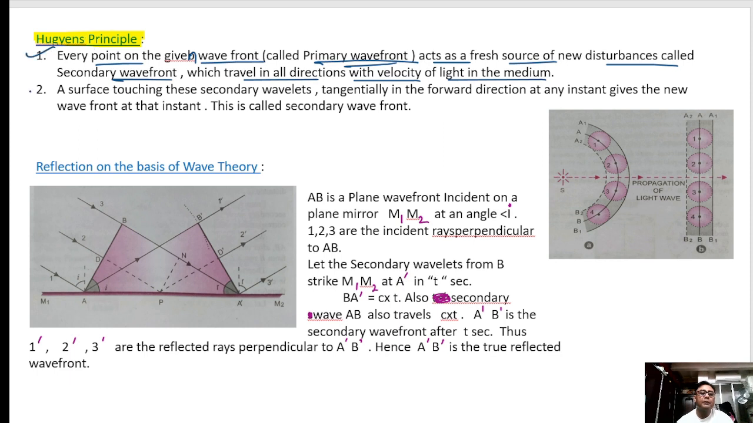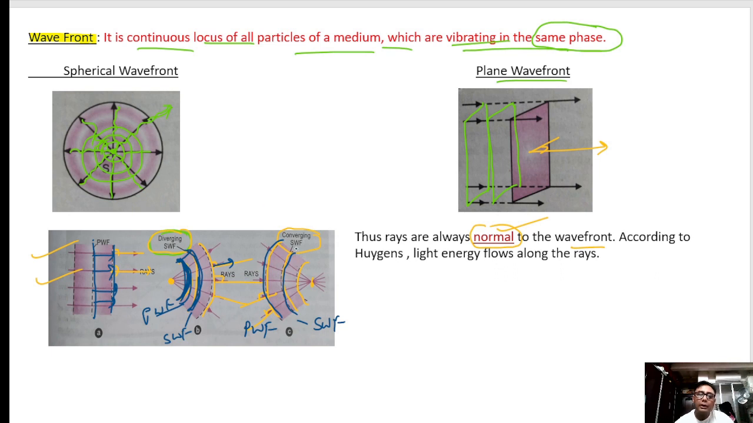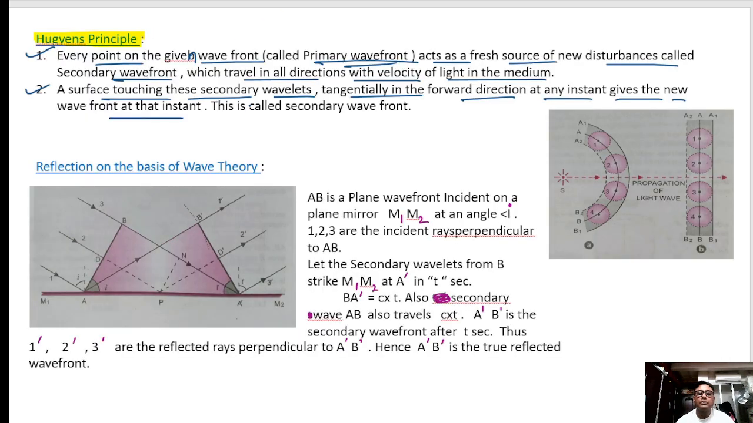This was the first principle of Huygens. Second, a surface touching these secondary wavelets tangentially in the forward direction at any instant gives the new wave at that instant. That means if you draw tangents at any secondary wavelet, it will tell you which direction the wave will travel. That is what is called the secondary wavefront.